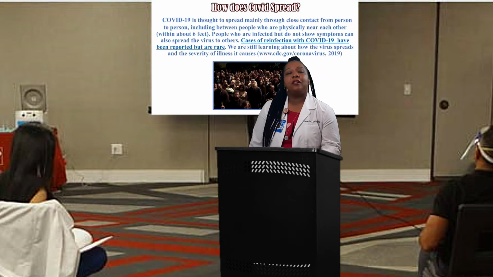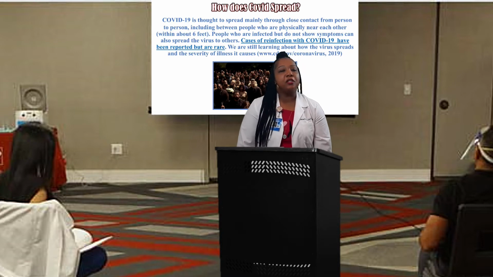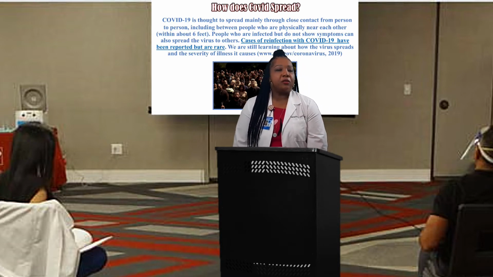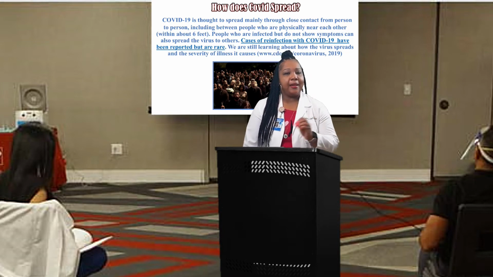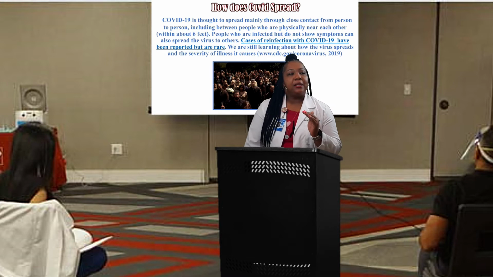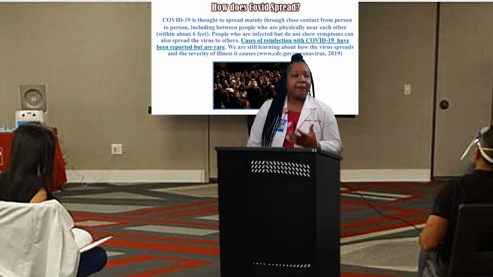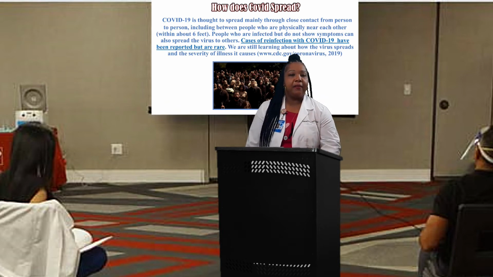How does COVID-19 spread? It's thought to spread mainly through close contact from person to person, including between people who are physically near each other within 6 feet. That's why a lot of the guidelines placed by the CDC say that, and that's where the social distancing came from. We need to do social distancing, wear the mask, and stay 6 feet apart, because scientists, through study, have found that it's mainly spread through close contact.